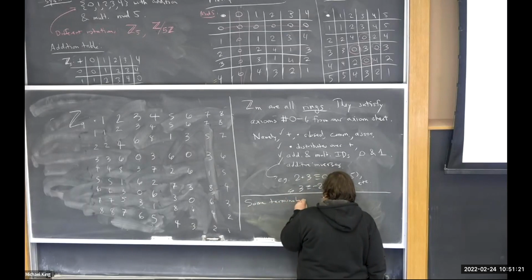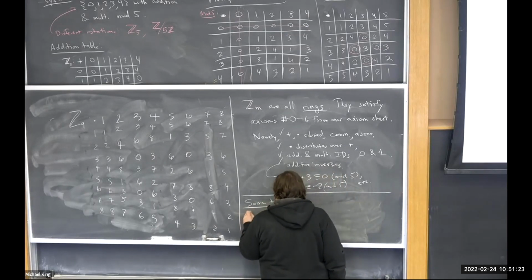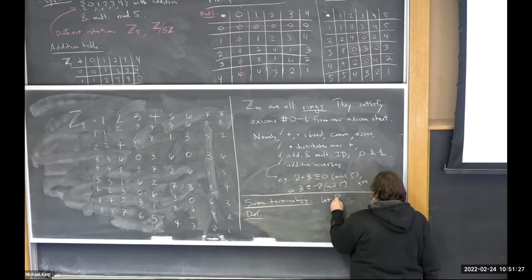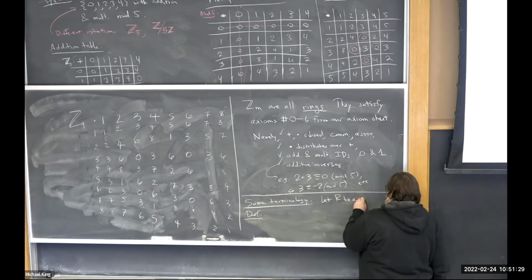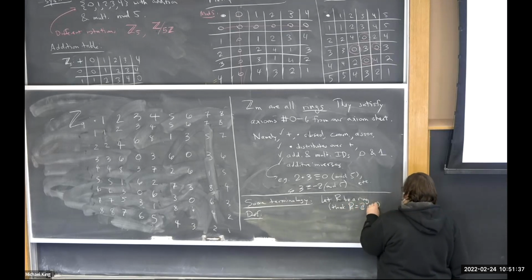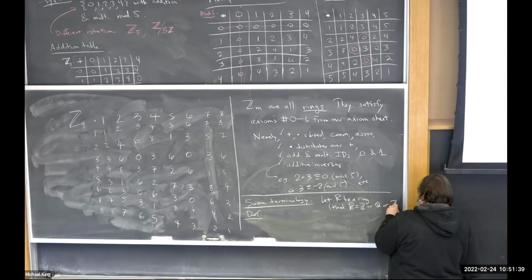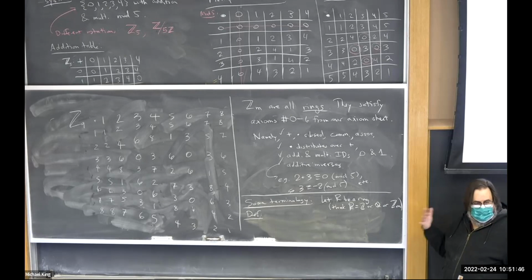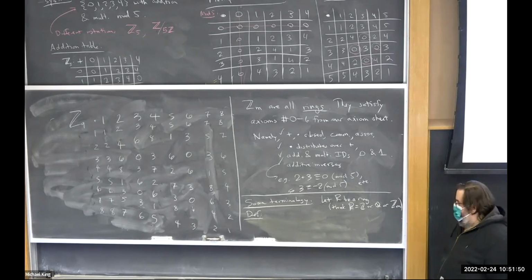Terminology. So, definition. I'm just going to say let R be a ring. You should think of R as Z or Q or Z sub M, something like that. In your head, you should just imagine those are examples of rings that we have: the integers, the rationals, these mod rings.